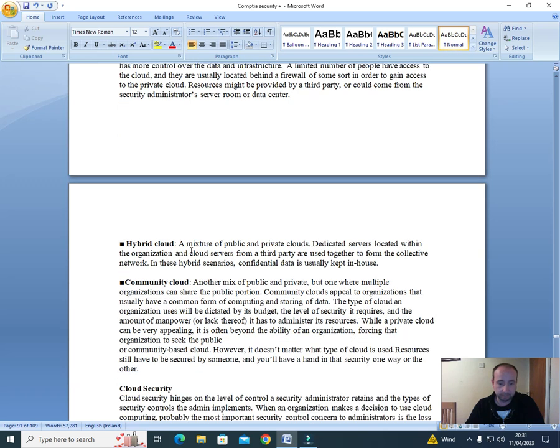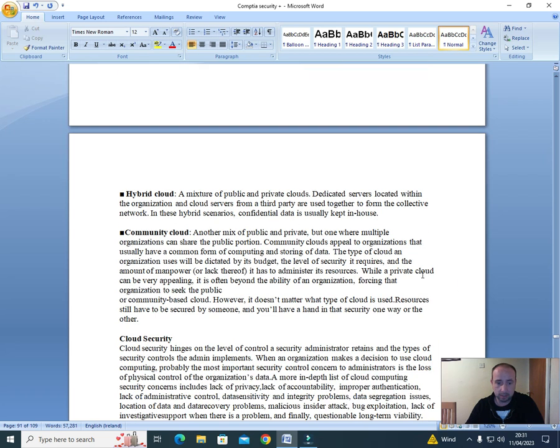Hybrid cloud, a mixture of public and private clouds. Dedicated servers located within an organization and cloud servers from a third party are used together to form the collective network. In these hybrid scenarios, confidential data is usually kept in-house. Community cloud, another mix of public and private, but one where multiple organizations can share the public portion. Community clouds appeal to organizations that usually have a common form of computing and storing of data.